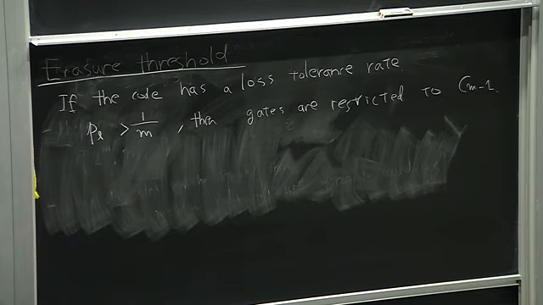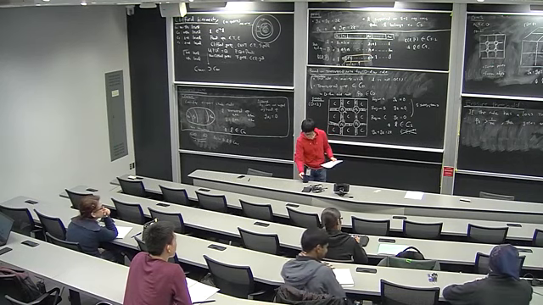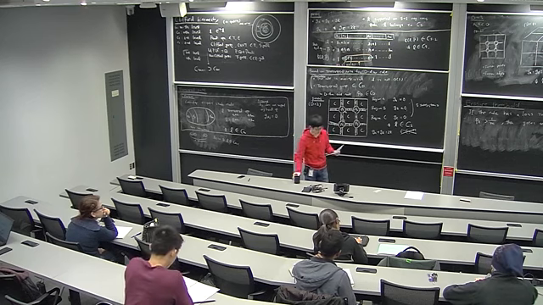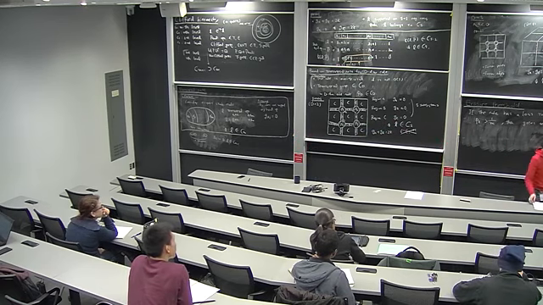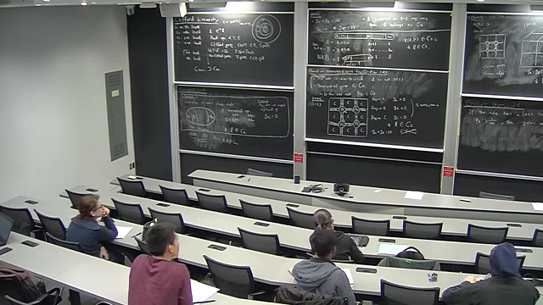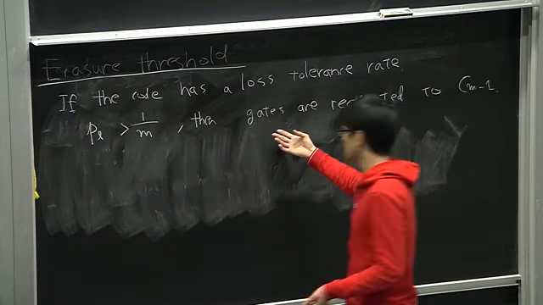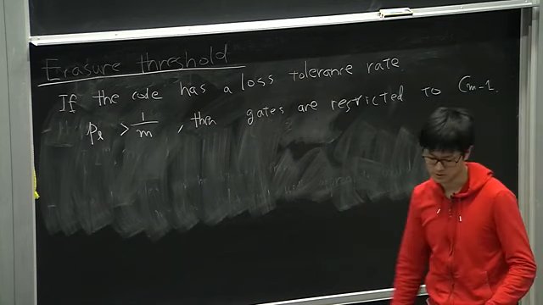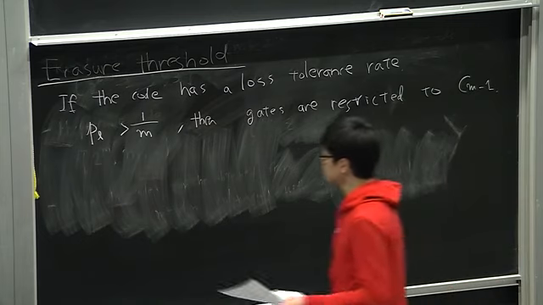Actually, I was planning to put this as a homework, but I discussed with Daniel, and we decided we shouldn't have a homework this week, so I'm going to explain this. It's a very simple result to prove. Let's say this P_L is a very big number. Then the gates you can do are restricted to the lower levels of the Clifford hierarchy. This is the result, and the proof is pretty simple.